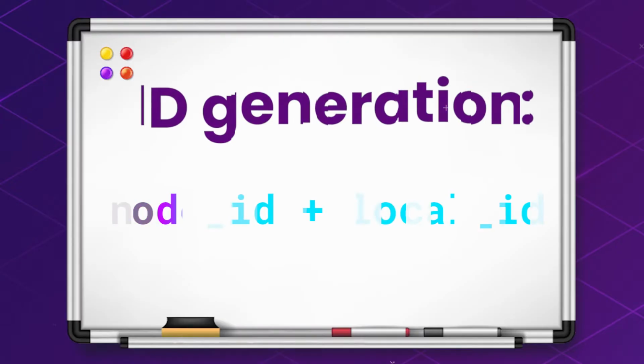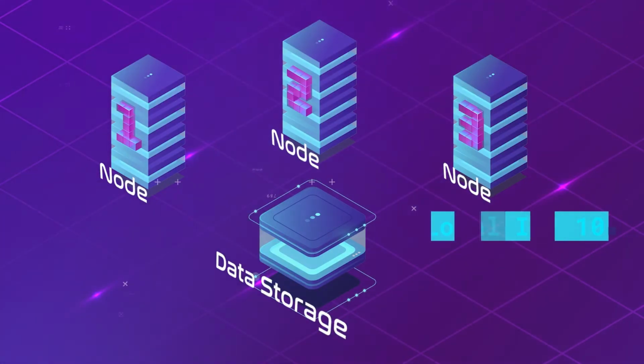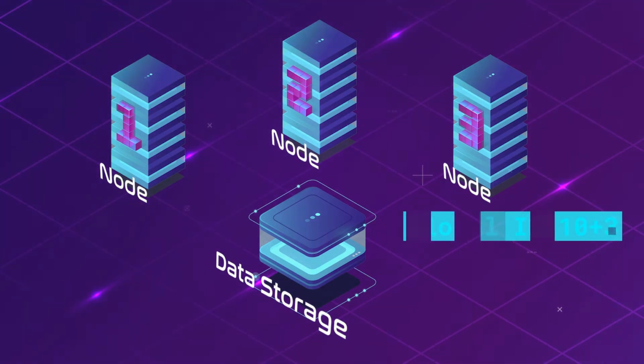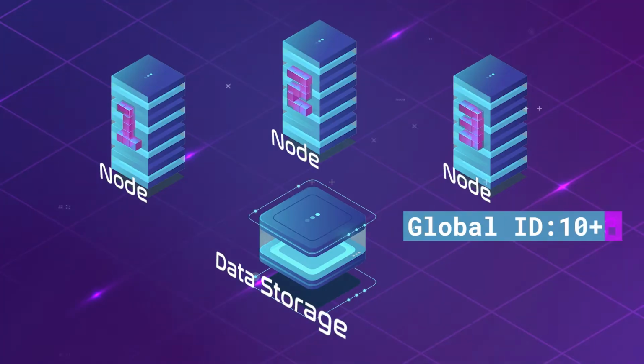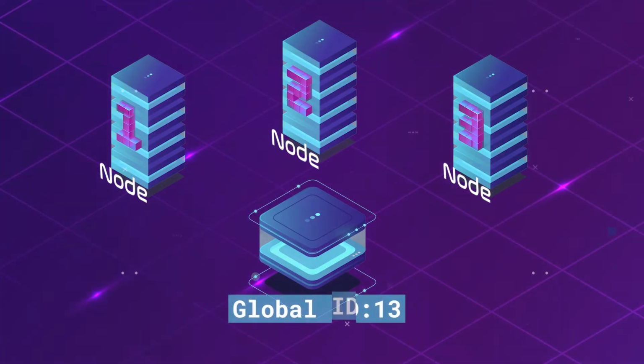A naive approach would be to just add node ID and local ID together. Let's see how this would work. Node 3 has a row with local ID 10 and wants to save it in the shared data storage. First, the server adds its node ID to the local ID. 10 plus 3 gives us 13. We save it in the data storage.